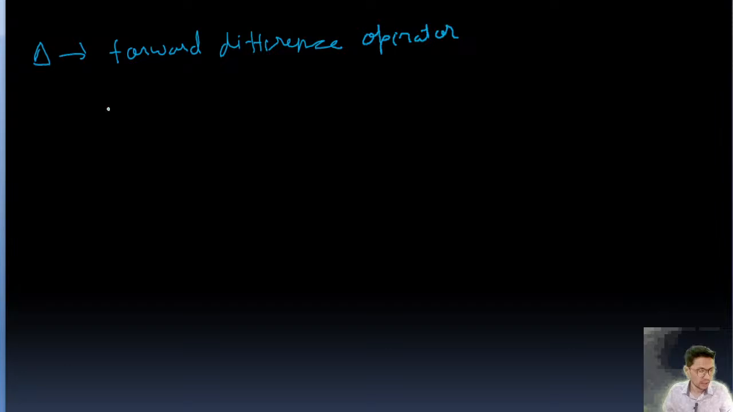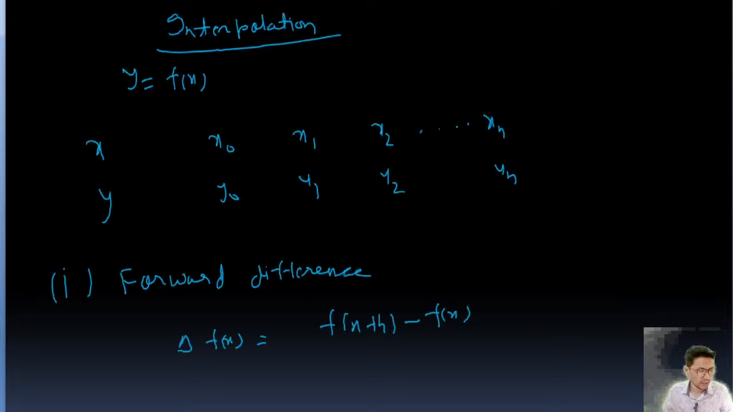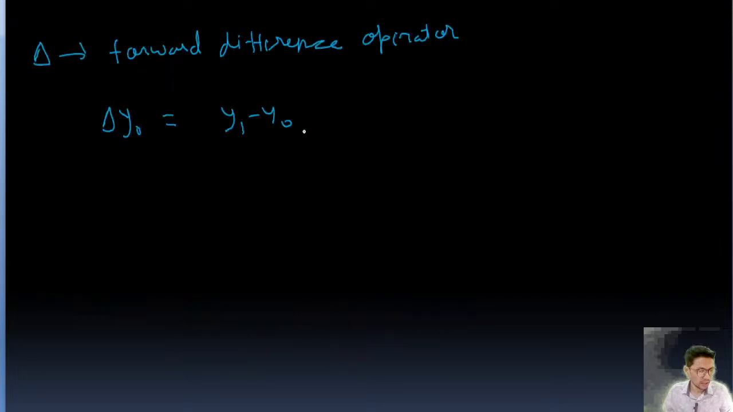Now delta y0, if delta y0 is given, the value of delta y0 is y1 minus y0. So these are the values of x and y. Similarly, delta y1, if we have to find, is going to be y2 minus y1. Now we will find the second order forward difference.